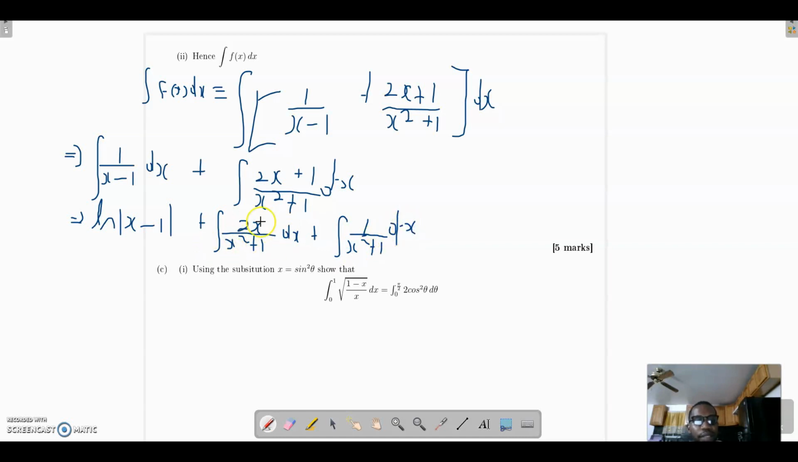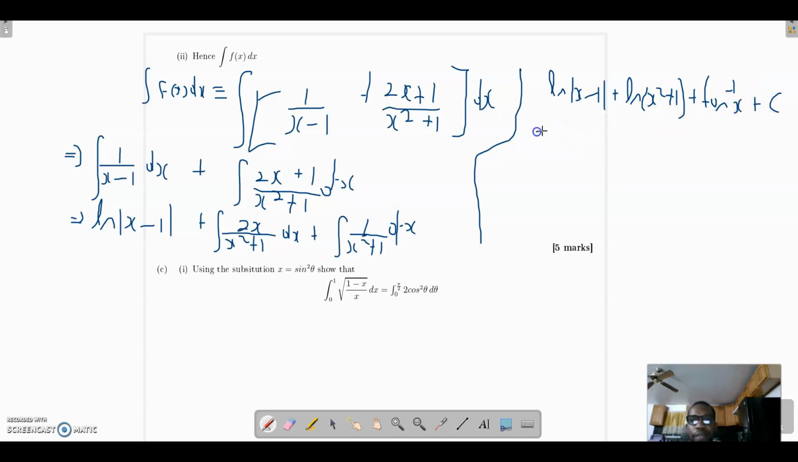Clearly we can see that this is a ln function. We're looking at this here, 1 over x squared plus 1. This should remind us of tan inverse x. So this becomes ln of x minus 1 plus ln of x squared plus 1 plus tan inverse x plus your constant of integration. Don't forget that. The ln functions can be combined further, right? So you could put this over this or multiply this by this. You could go ahead and do that.